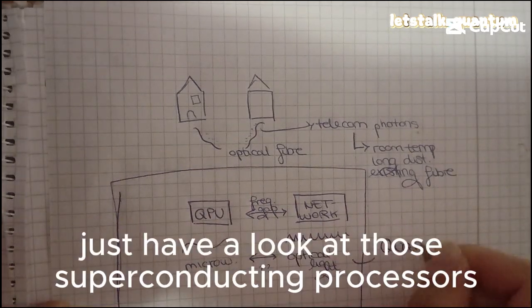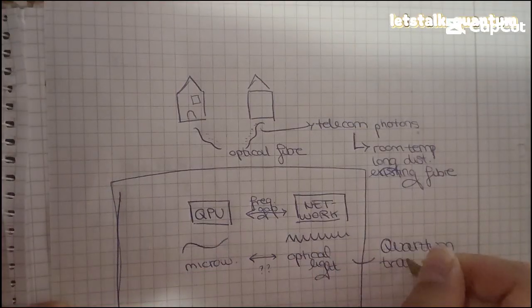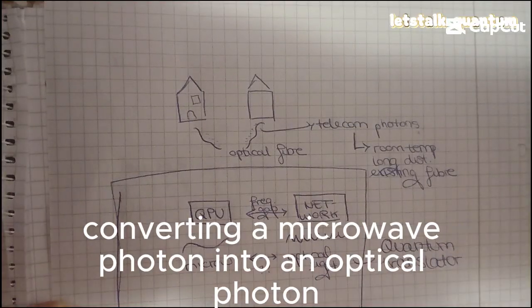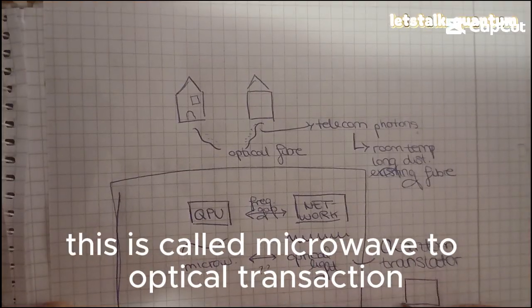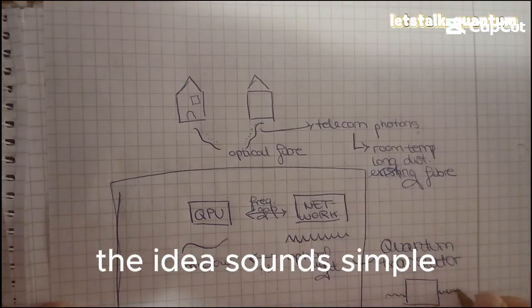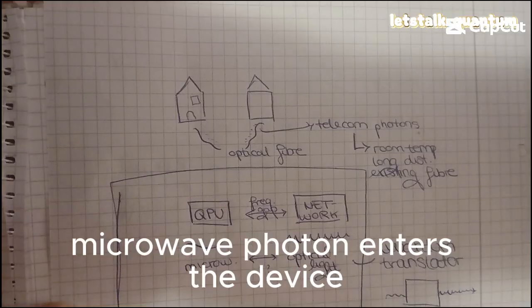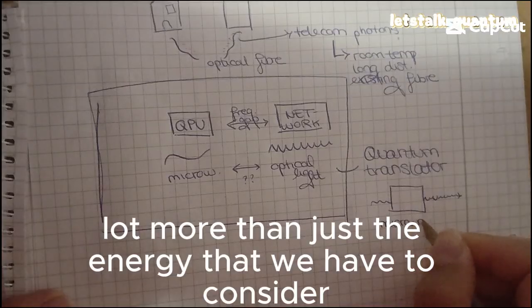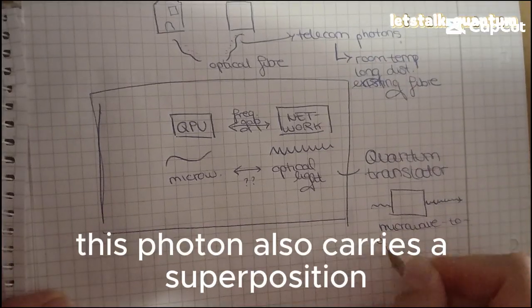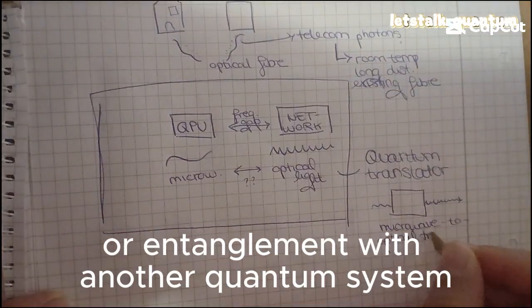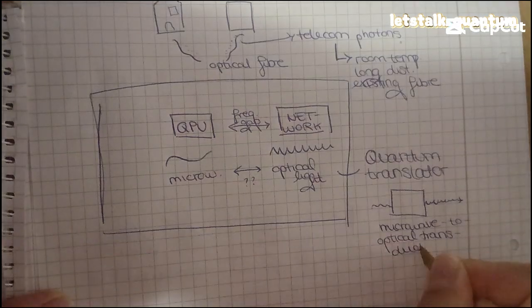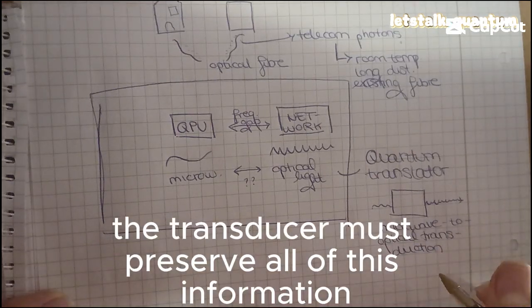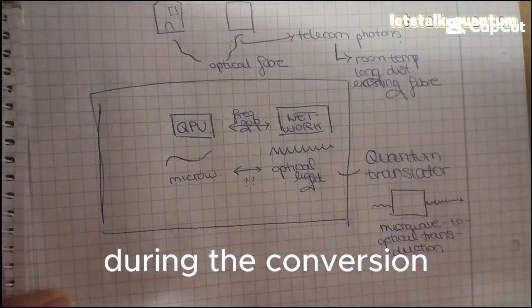And if we just have a look at those superconducting processors, one important challenge is converting a microwave photon into an optical photon. This is called microwave-to-optical transduction. The idea sounds simple. A microwave photon enters the device and an optical photon leaves. Unfortunately, there is a lot more than just the energy that we have to consider. This photon also carries a superposition, a phase relation, or entanglement with another quantum system. And the transducer must preserve all of this information during the conversion.